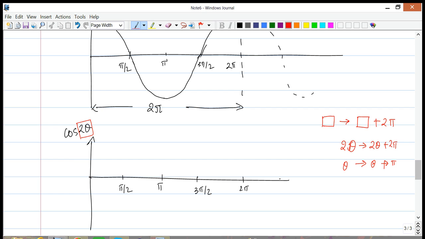All right, so let's understand this again. If the box changes by 2 pi, then the function will repeat itself. But what is the box? The box in this case happens to be 2 theta. So if 2 theta changes by 2 pi, so if 2 theta is equal to 2 pi, then theta equals 2 pi divided by 2, which happens to be pi.